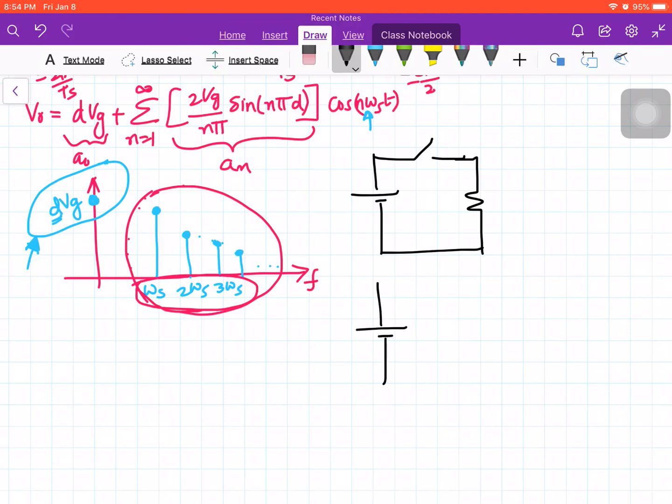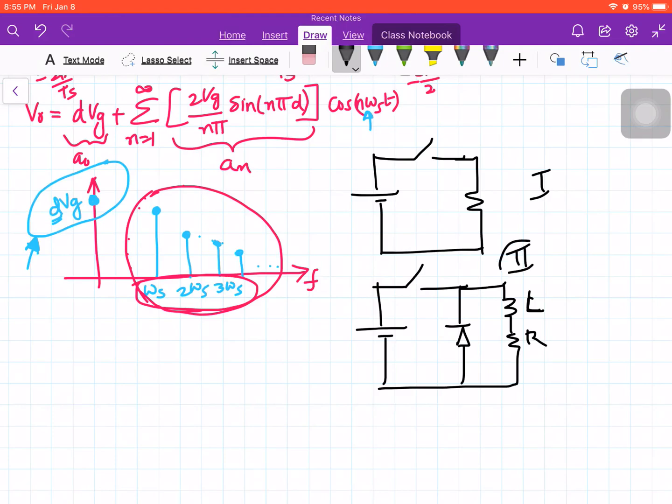A practical circuit would be a switch with a diode and an inductor and a resistance. Okay. So previously we were discussing designing a filter. Right now in this circuit, circuit number 2, we have a filter inbuilt.